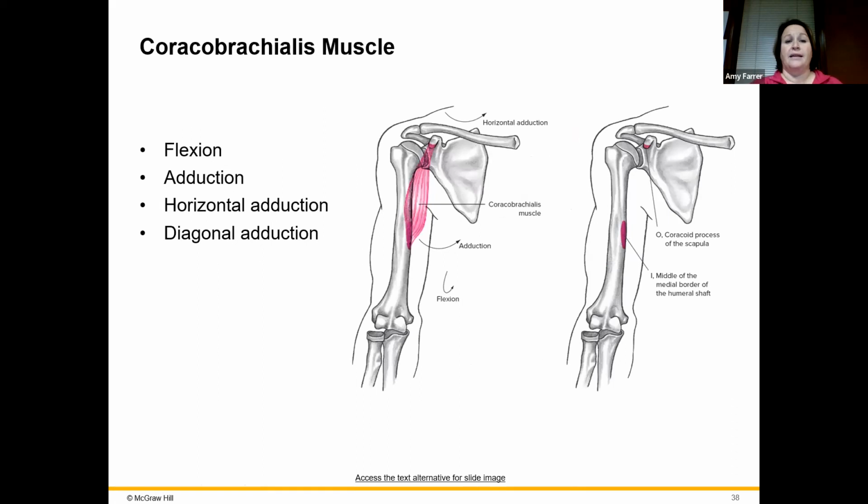Our coracobrachialis is not a huge muscle. It originates, wait for it, on the coracoid, and it inserts on the middle of the medial aspect of the humeral shaft. So its responsibility is flexion. Because you can see how it's offset medially, it can also help with adduction, horizontal adduction, and some diagonal adduction. So all you have to know is it flexes and adducts.